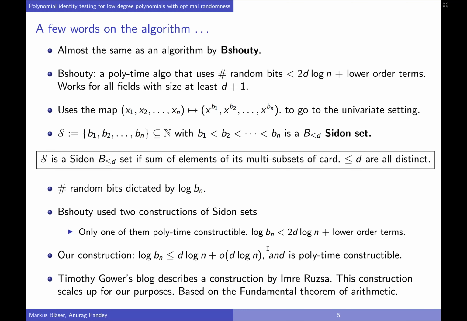This construction was inspired by a blog from Timothy Gowers, where he describes a construction by Imre Ruzsa, and that construction essentially scales up for our purposes. This construction at its core is based on the fundamental theorem of arithmetic. Essentially we take the algorithm of Bshouty, and instead of using his Sidon set, we plug in a different Sidon set, and that turns out to be solving the problem.